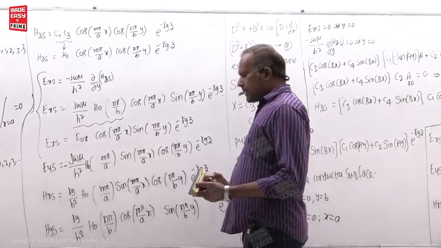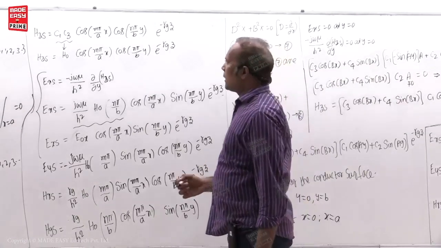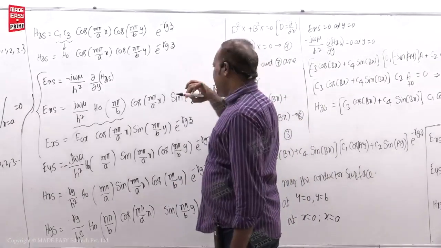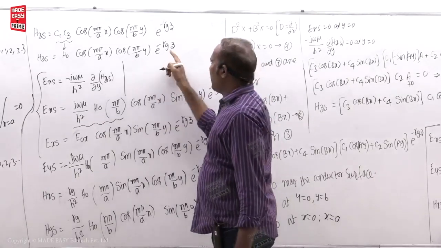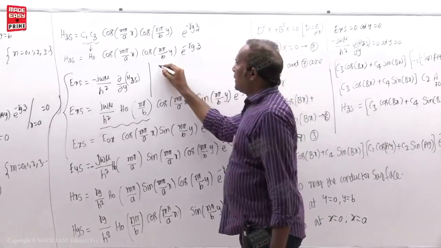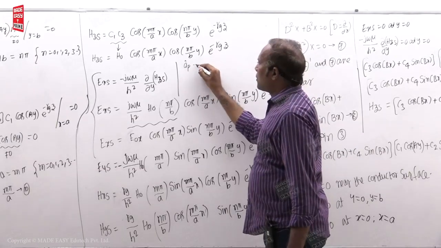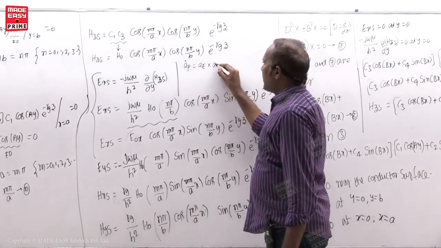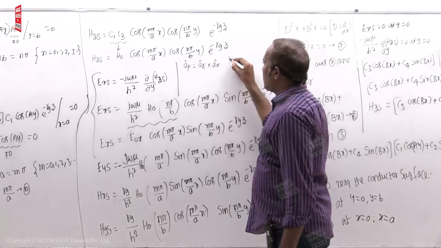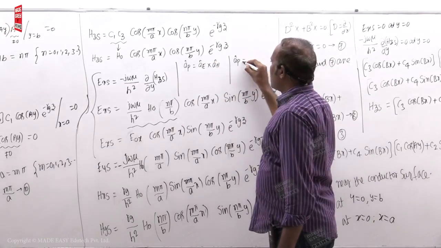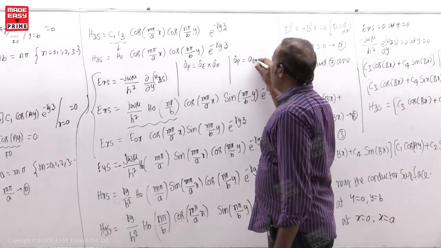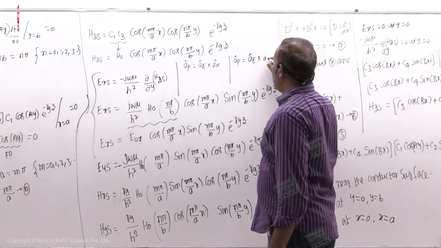Now these are the equations. The conclusion is, as I was telling you, the wave is traveling in z direction. That means power flow also should be in z direction, electric field direction cross magnetic field direction. Power flow also should be in z direction.